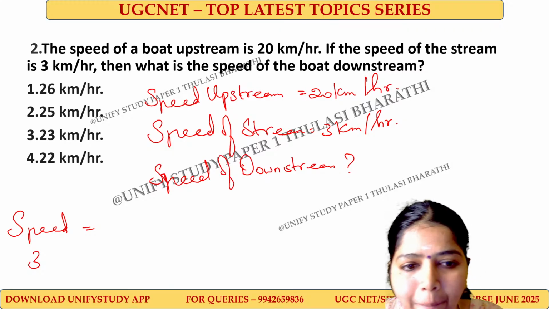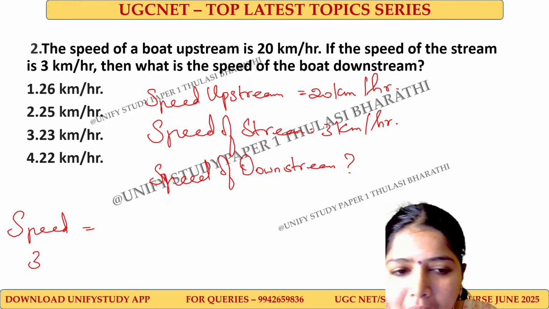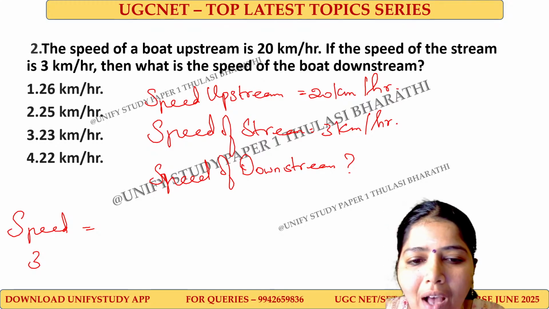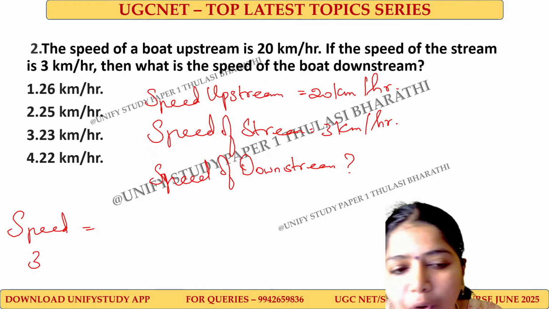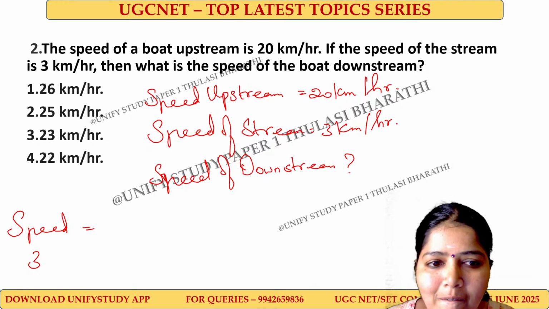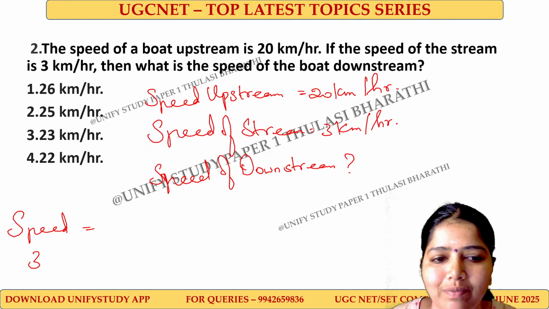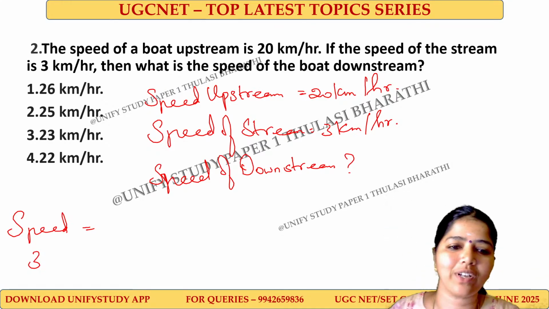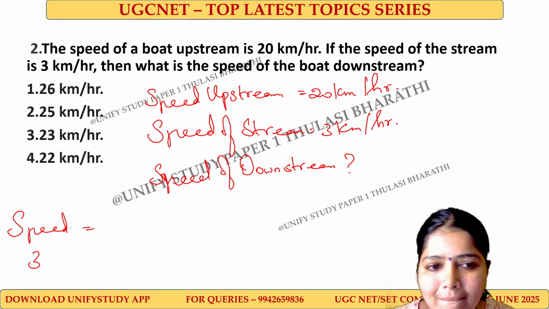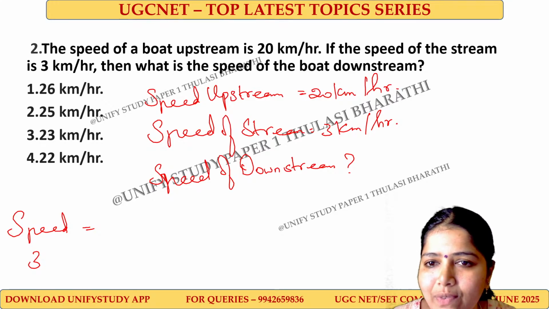Speed of the boat in upstream is what? 20 km per hour. The speed of the stream is 3 km per hour. Then what is the speed of the downstream? Very good, Radha ma'am. 26 will come.